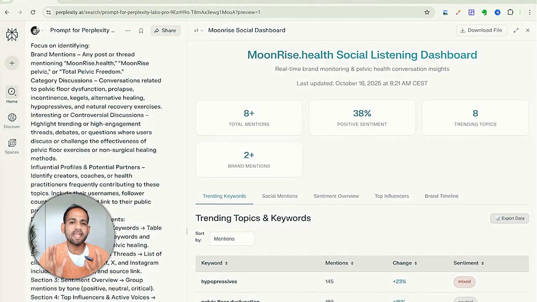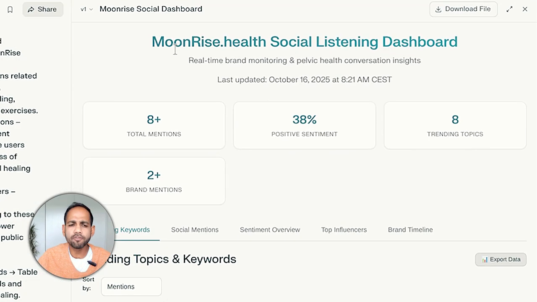Let's start with something every founder should track. And this is what people are actually saying about your brand, about your category, about the problem you solve, or about your customer segment. Using Perplexity Labs, we can build beautiful social listening dashboards in 10 minutes or less. Bear in mind, this used to cost thousands of dollars a year in subscription. Now it's one prompt away.